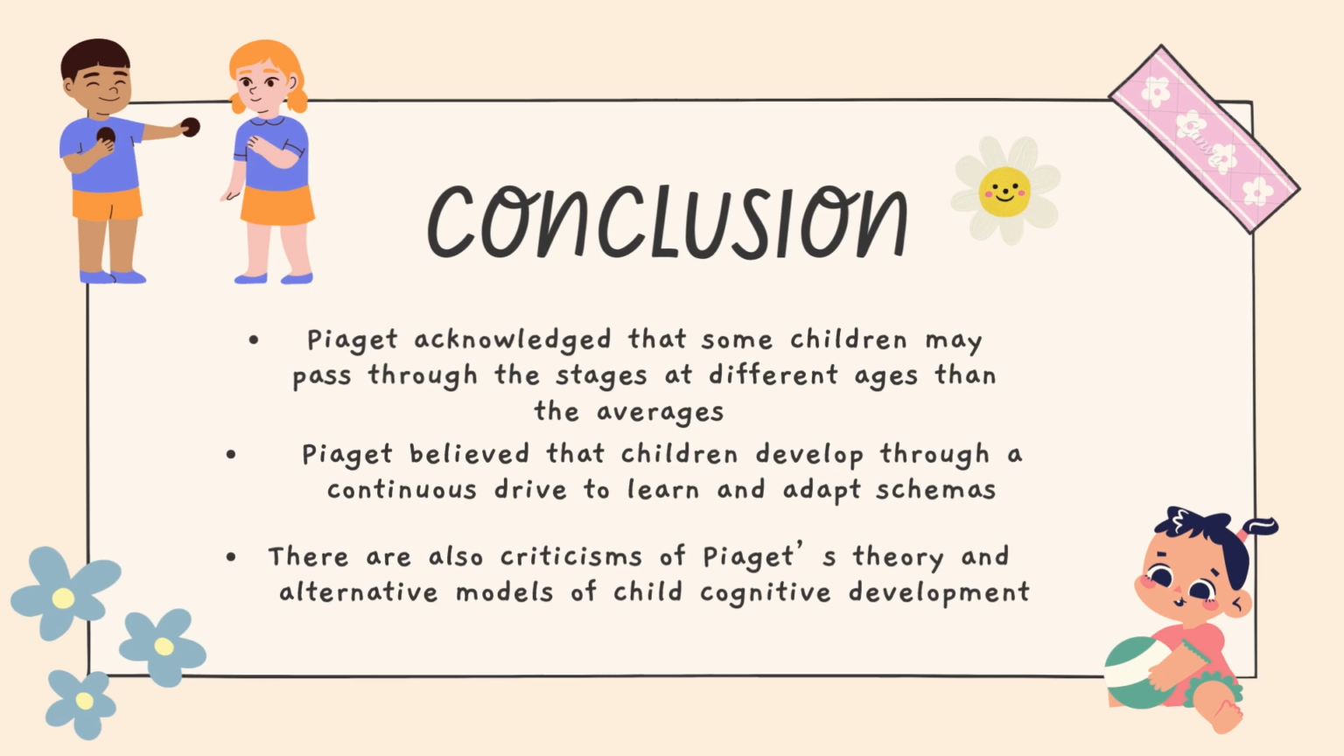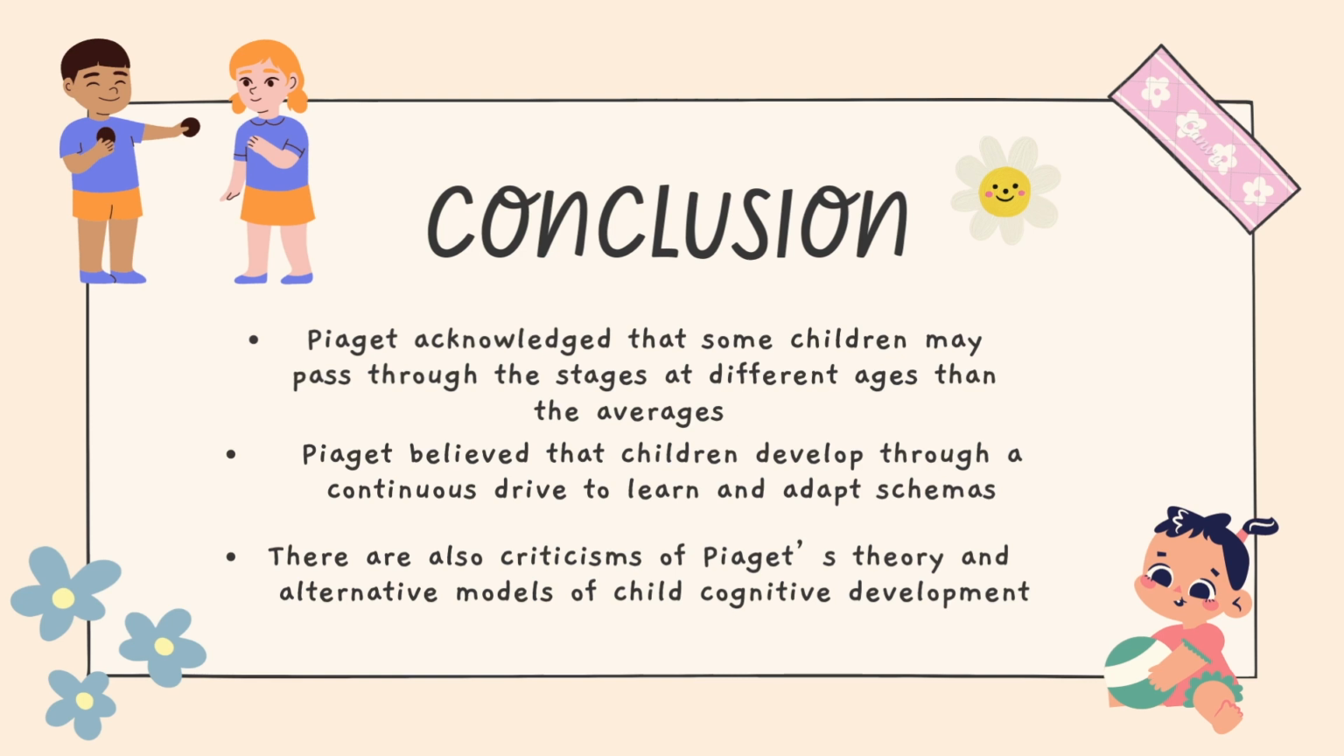In conclusion, Piaget's stages of development is a theory that children go through distinct stages from birth to adulthood, with each stage bringing new skills and milestones as they develop their knowledge of the world. To sum up, Piaget acknowledged that some children may pass through the stages at different ages than the average noted above. He also said that some children may show characteristics of more than one stage at a given time.